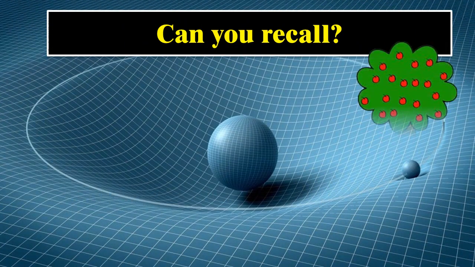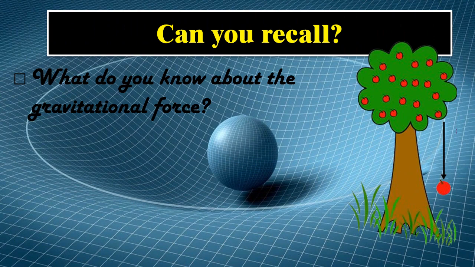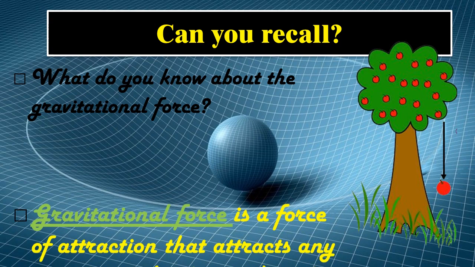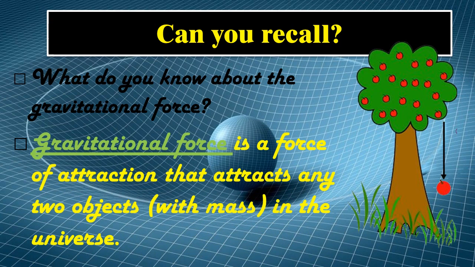One more question for us: what do you know about the gravitational force? Students, you can observe an apple falling from a tree towards the earth. It is not going upward, it is coming downward towards the earth. This force of attraction is called the gravitational force. Let's see the proper definition. Gravitational force is a force of attraction that attracts any two objects with different masses in the universe, that means objects with different weights.